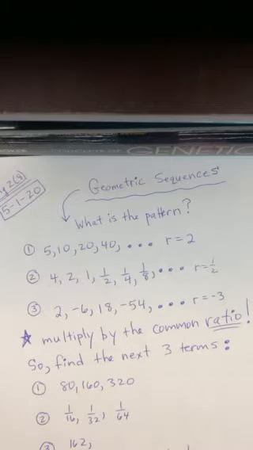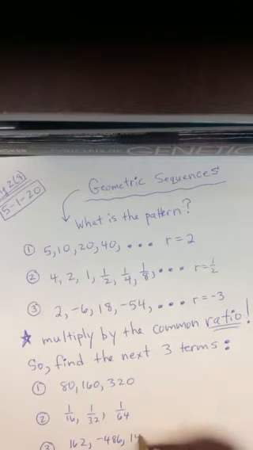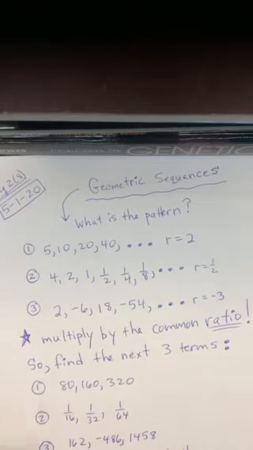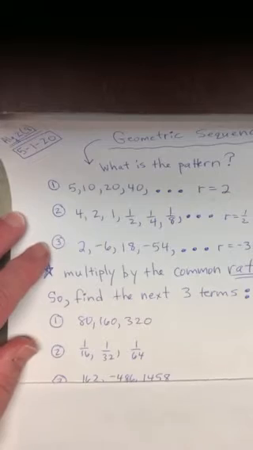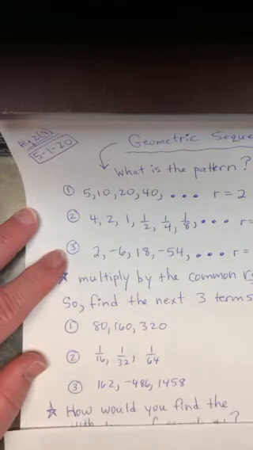So times -3 gives me -486. Times that by -3. And we're back to positive 1458. Okay? So we can do that. No problem. All right, then finally, a formula, just like yesterday.